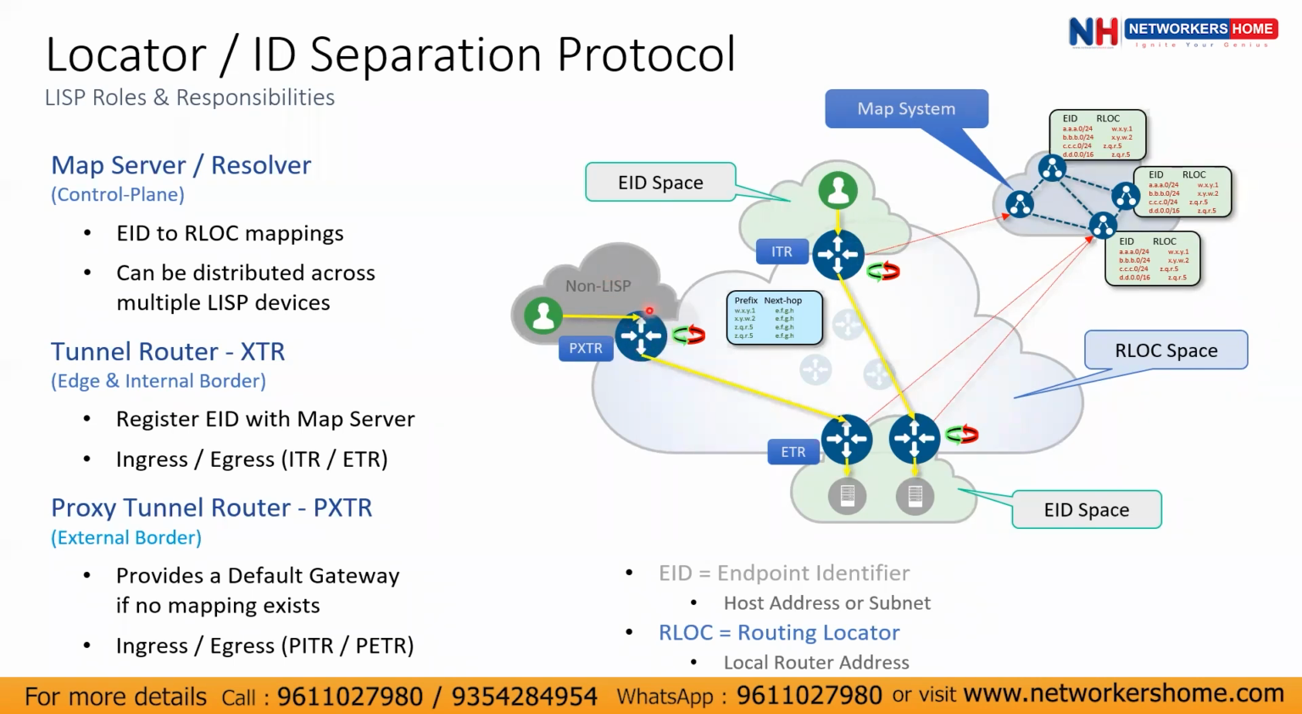Either the proxy router has the default route towards the internet, or the proxy router has the data center connectivity and all the intranet prefixes are listed. The same thing happens here. So even if ITR fails or ITR shuts down, we have the proxy tunnel router to take care of the business.